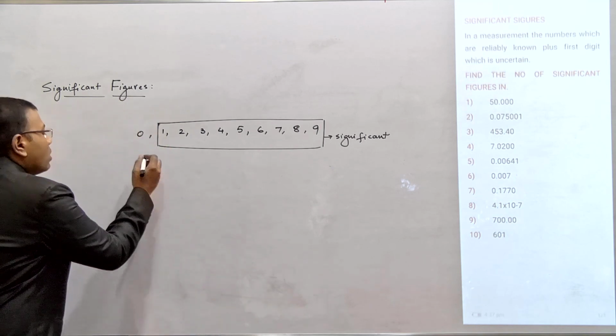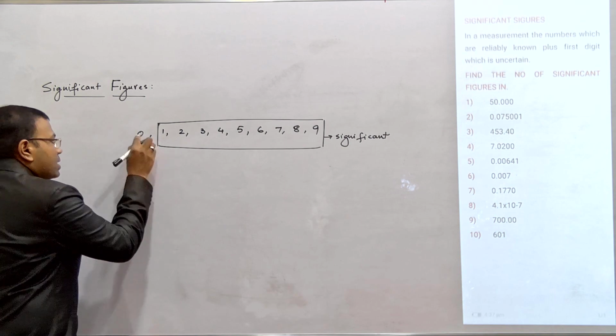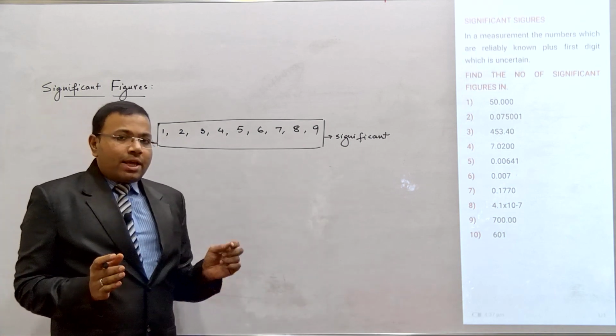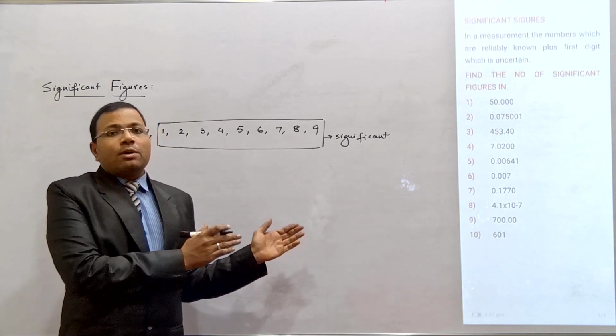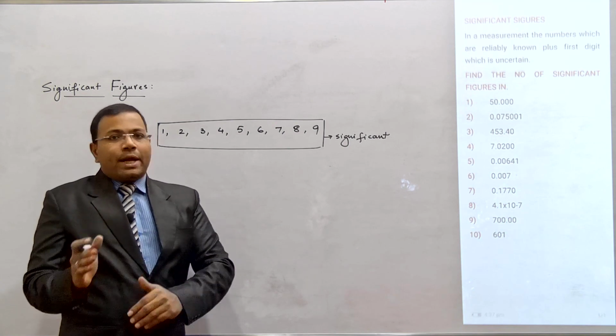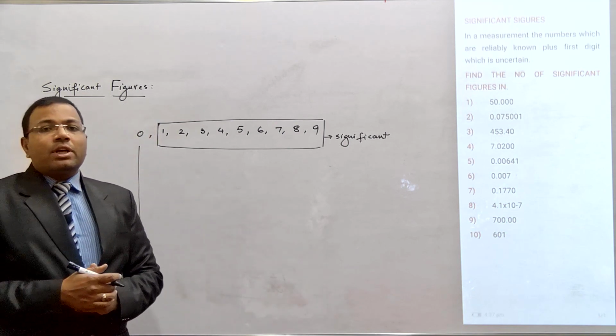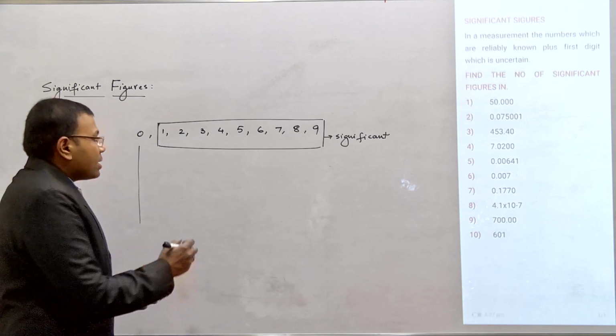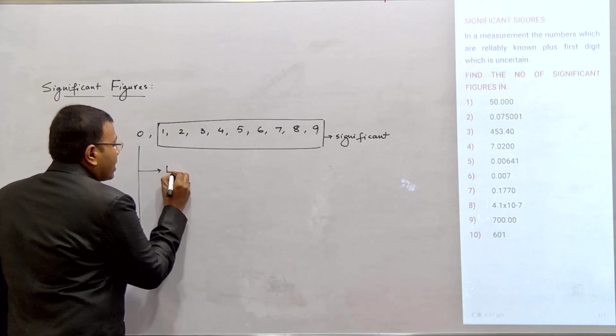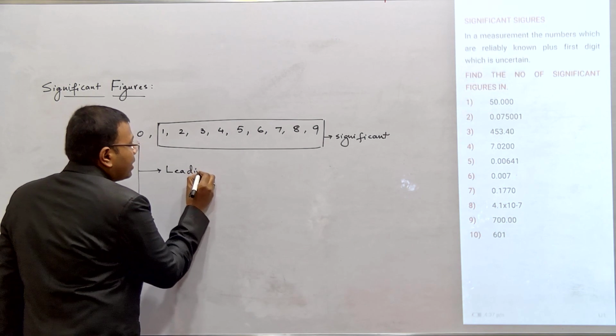This 0 can have a position like the first position, that is the starting position, the middle position, or the ending position. Let us take the starting position as leading zeros. A zero in the starting position, I will call it a leading zero.